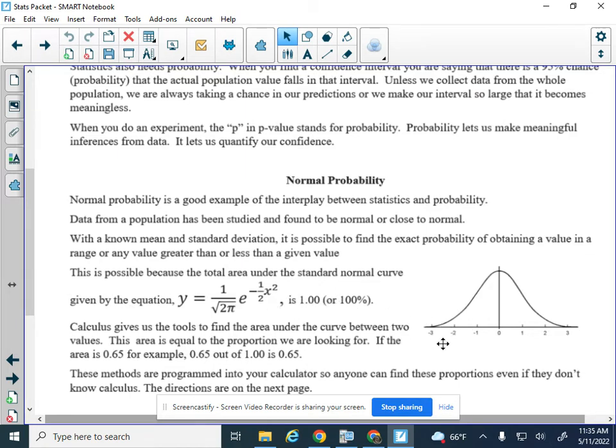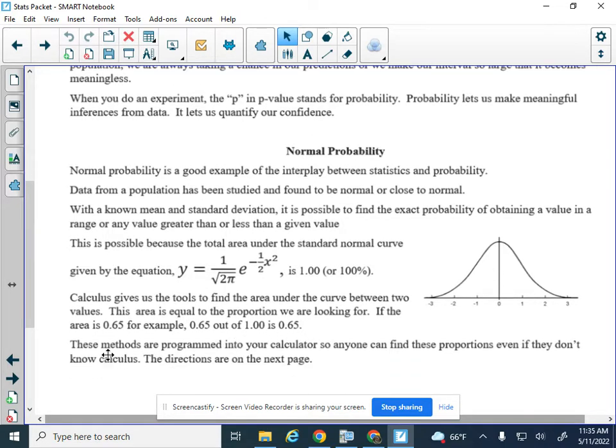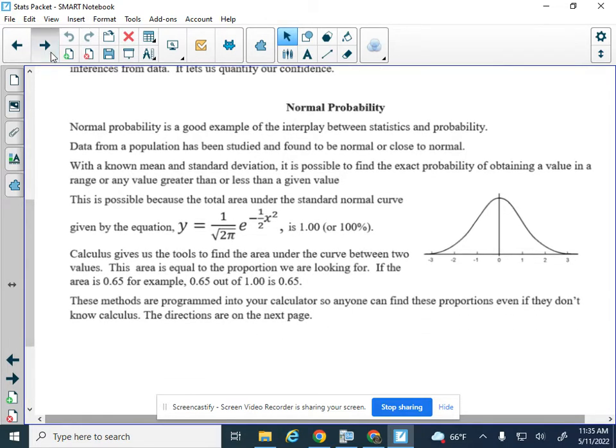So when we use this curve, if I was able to find the area here, this would have an area of exactly 1. Calculus gives us the tools to find the area under the curve between two values. This area is equal to the proportion we are looking for. So if the area is 0.65, that's 0.65 out of 1. Basically whatever we find the area to be when we do this, that is also the probability. These methods are programmed into your calculator, so anyone can find these proportions even if they don't know calculus. The directions are on the next page.